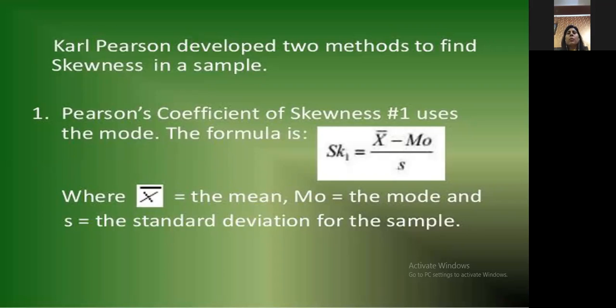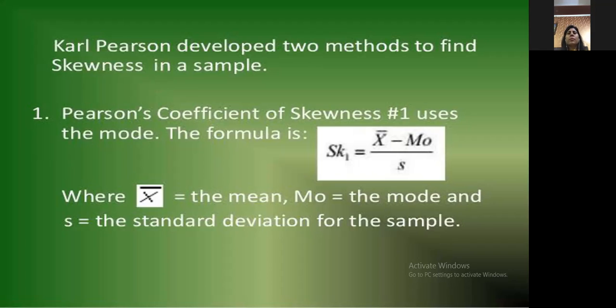The first is Karl Pearson. Karl Pearson developed two methods to find skewness in a sample. The first is Pearson's coefficient of skewness, and the formula is: skewness, we represent it by S, and in the suffix we use K. So skewness is equal to X bar minus Mo over S, where X bar is your mean, Mo is the mode and S is the standard deviation for the sample.